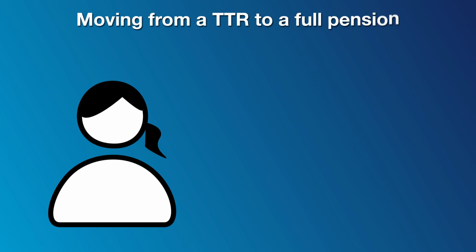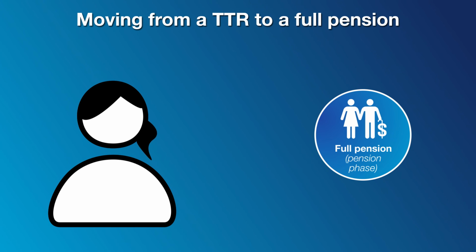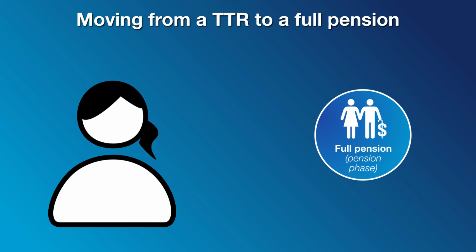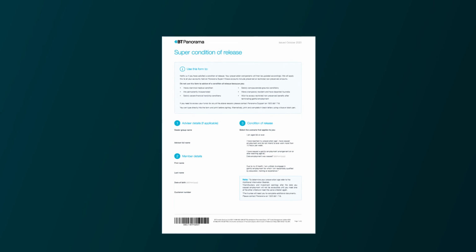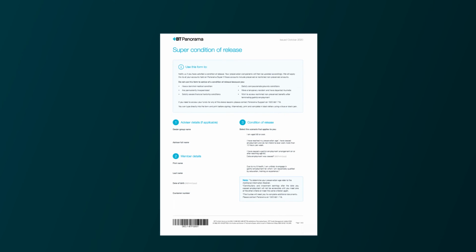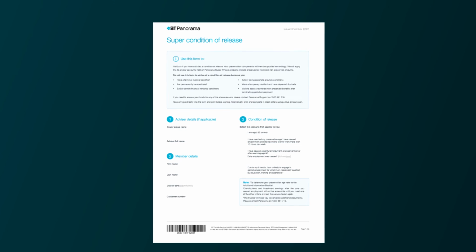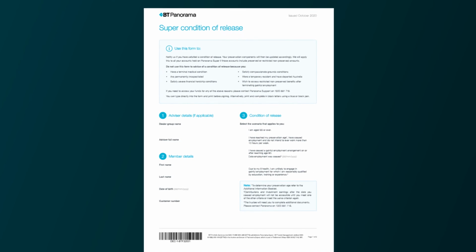A transition to retirement pension will automatically convert from accumulation to pension phase when a client turns age 65. If a client is aged less than 65 and meets a retirement condition of release, they can access the Super Condition of Release form from Panorama's help and support, complete it and return it to us for processing to allow the transition to retirement to move from being taxed in accumulation phase to being taxed in pension phase.